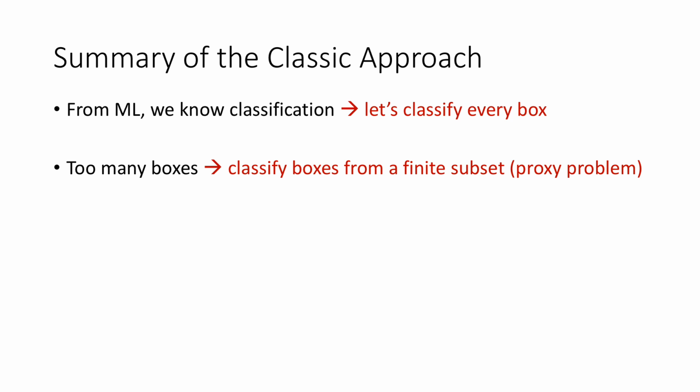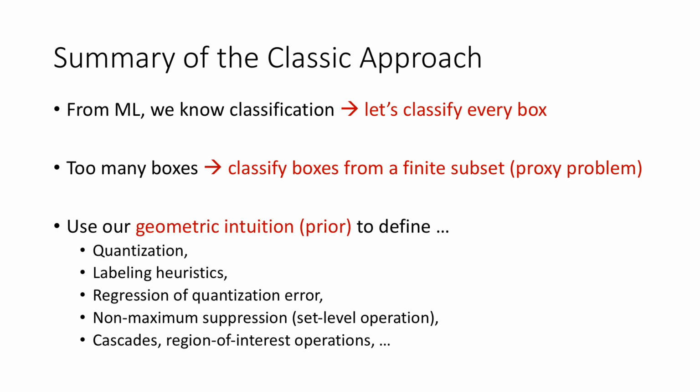A natural solution is to consider a finite subset of boxes by defining a proxy problem. The most common choice is what I refer to as the quantize and regress approach, where the space of all boxes is quantized and the model attempts to predict the quantization error. With this proxy problem, there are a large number of degrees of freedom. Over the years of research on object detection, researchers have largely relied on their geometric intuition, or what one might call a domain-specific prior, to explore these degrees of freedom.